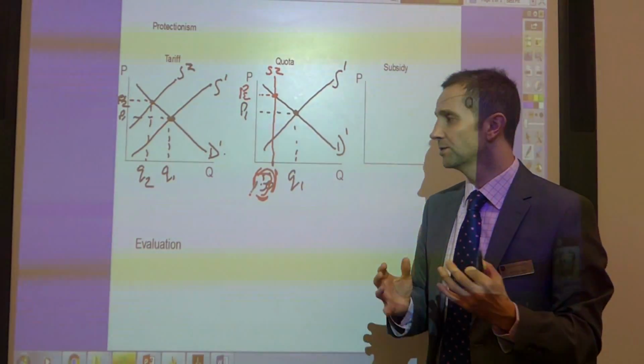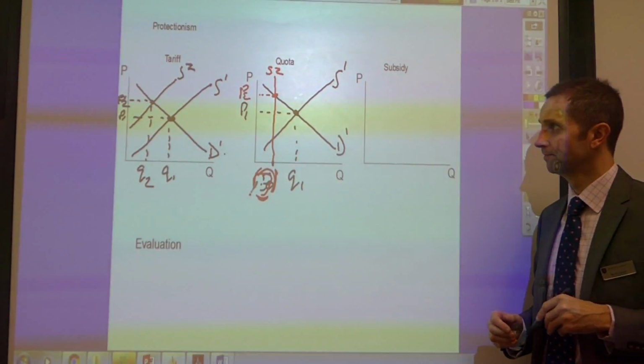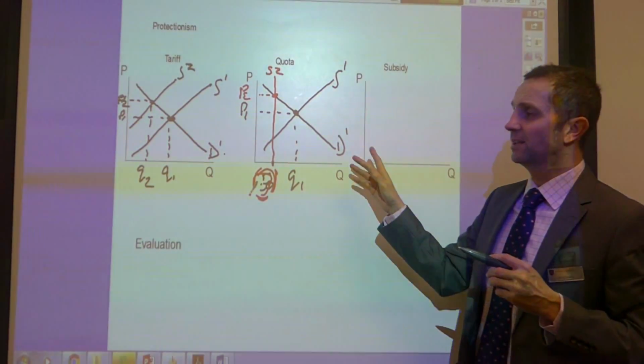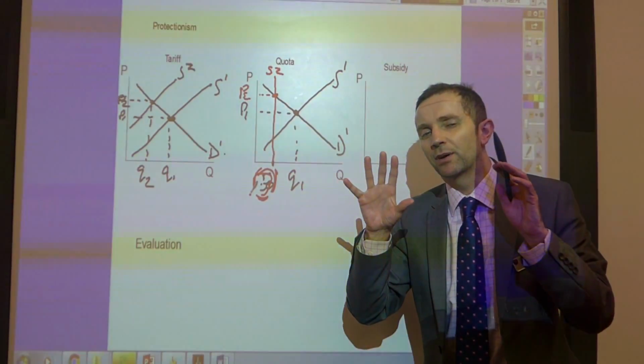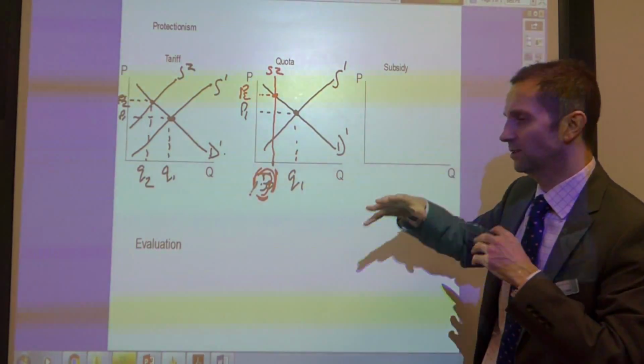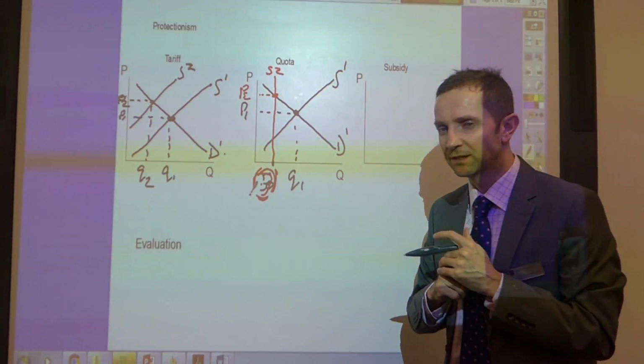So as a consequence, once again, price has increased, quantity demanded has contracted. Okay, so let's take a look at both of these because they're really tackling the price of imports, whereas the subsidy is more looking at the price of exports. So let's look at these in more detail.